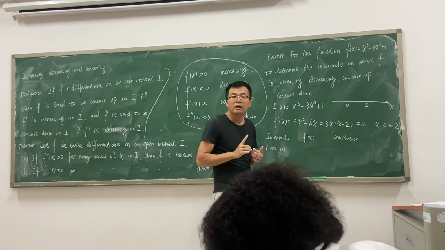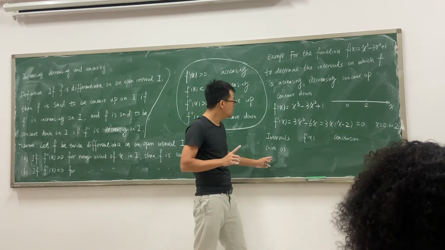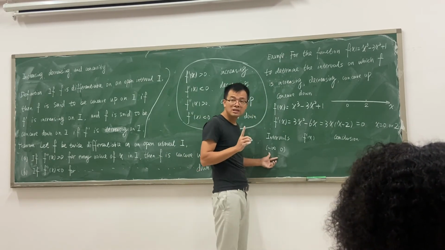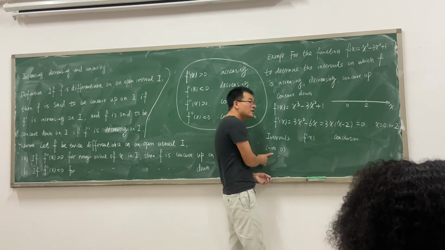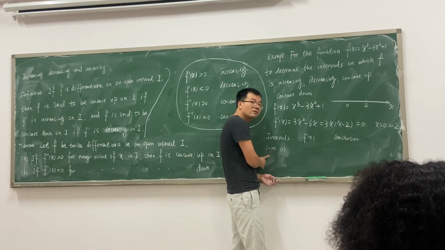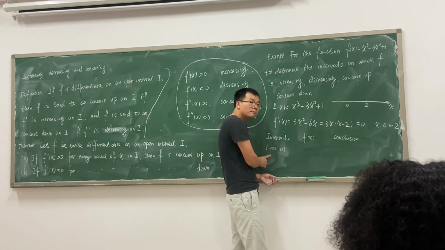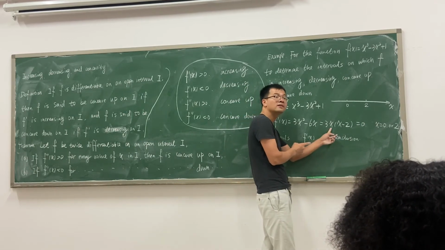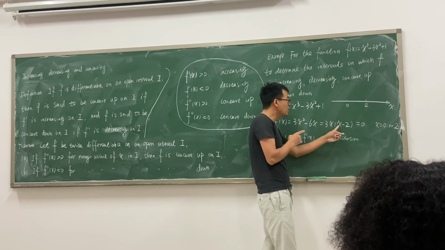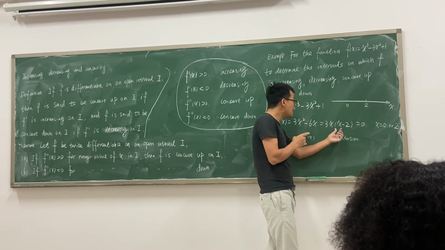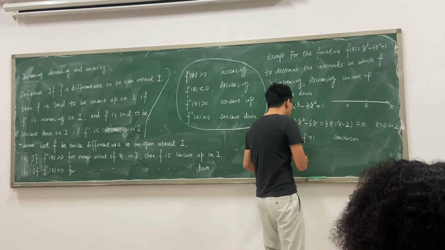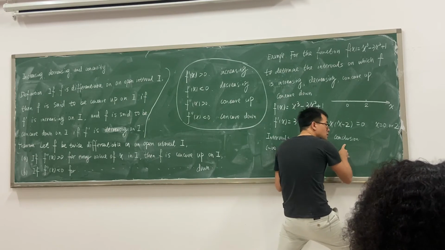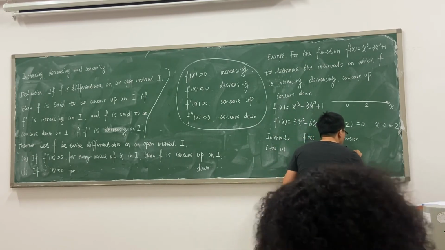If you cannot determine whether it is positive or negative, there is an easy method. You just choose a number in this interval. For example, choose minus 2. So x equals minus 2, x is negative, and x minus 2 is negative. Negative times negative is positive. So f prime is positive, so f is increasing.